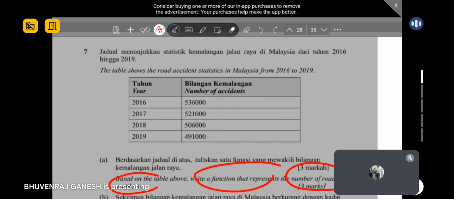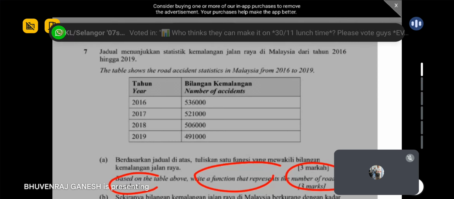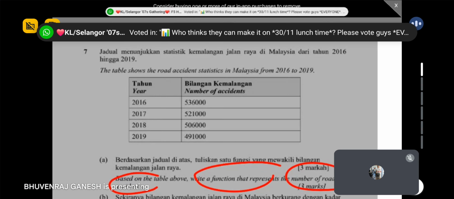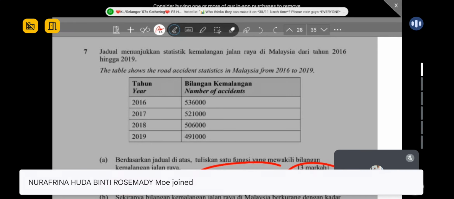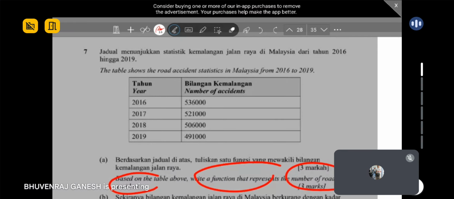So first of all, you guys must identify what type of function this is. What type of function is this, guys? You look at the pattern, you can see it. Is this a quadratic function? Is this a cubic function? Is it a reciprocal function? Or is it a linear function? Which one, guys? What type of graph is this? Linear, quadratic, cubic, reciprocal, which one? This question.